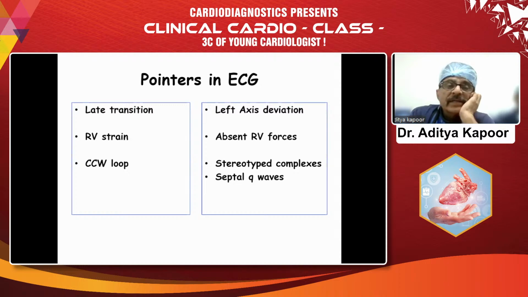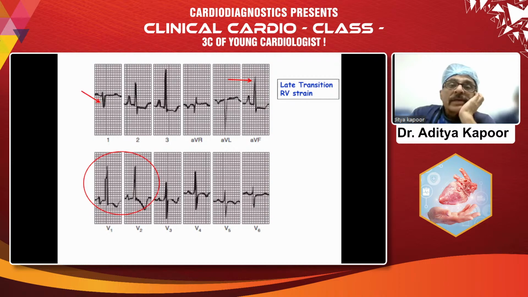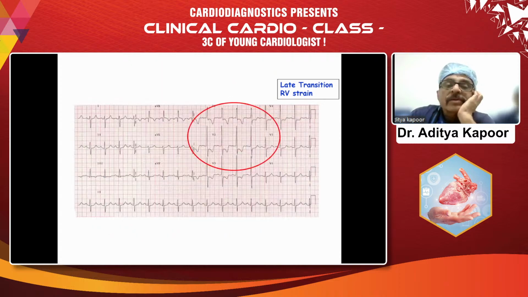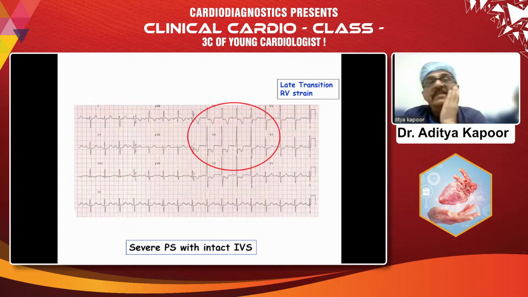PS physiology. So we'll discuss them one by one quickly. If you see late transition happening at V1, V2, and there is RV strain: early transition can happen in both VSD with PS and PS with intact septum, but late transition will never happen in tetralogy. So if late transition is happening, like this, with RV strain, this is suggestive of severe PS with intact septum. This cannot happen in your run-of-the-mill tetralogy. So late transition you should be aware of, RV strain you should be aware of.